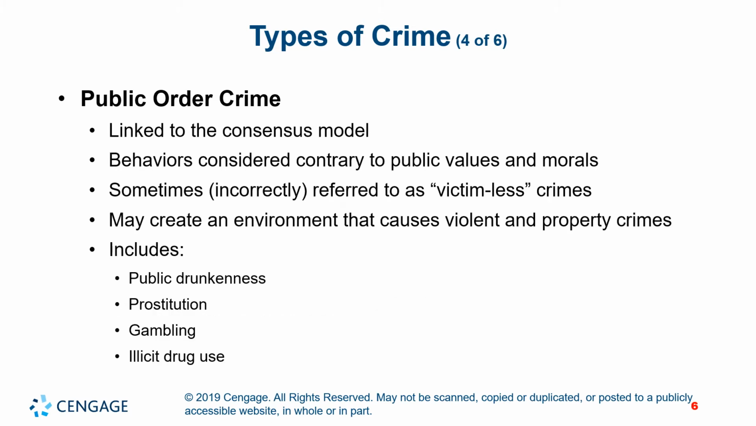Public order crime is linked to the consensus model discussed in Chapter 1. These are outlawed activities that are considered contrary to public values and morals. They most commonly include public drunkenness, prostitution, gambling, and illicit drug use. This is often referred to as victimless crime because the crime itself usually only harms the offender, like prostitution or illegal gambling.